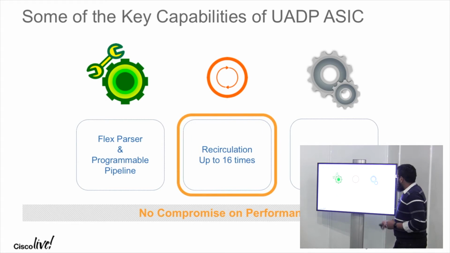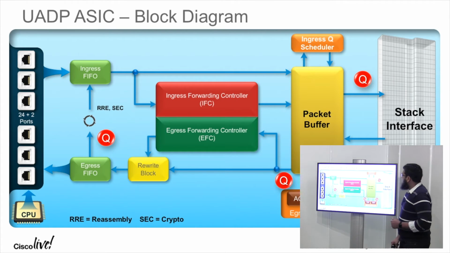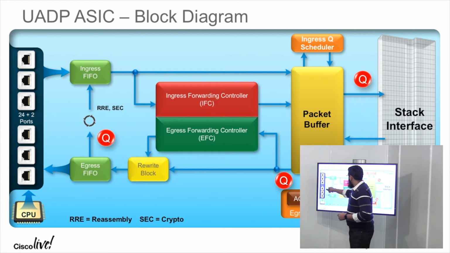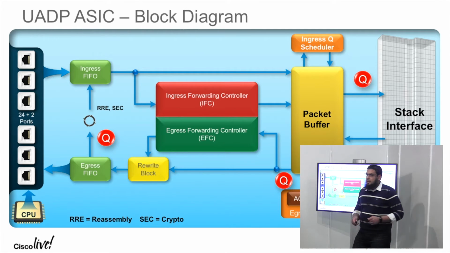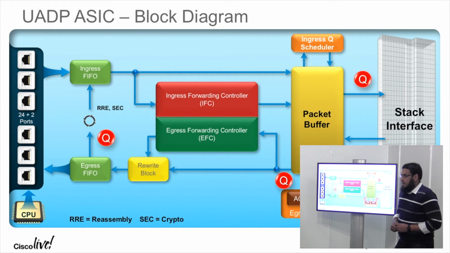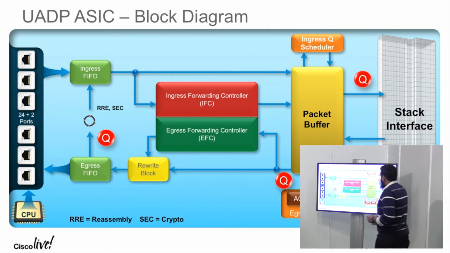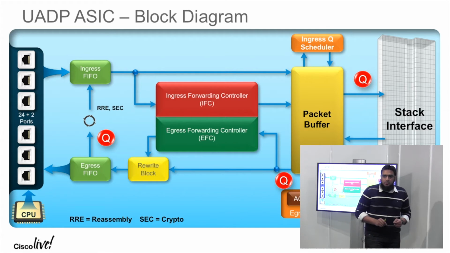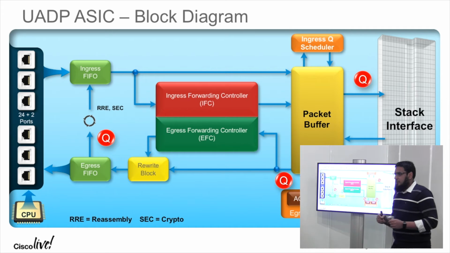Now, the other key functionality that we have is the recirculation, right? So if you go back to this block diagram, somebody mentioned here, what do we have here? This is the recirculation block, okay? When a packet comes all the way through all of these processing stages, goes to the egress forwarding controller, to the rewrite block, at that point, we determine if the packet needs to be recirculated.